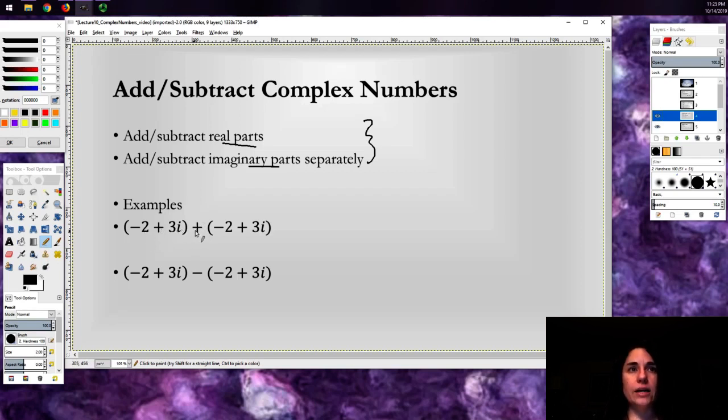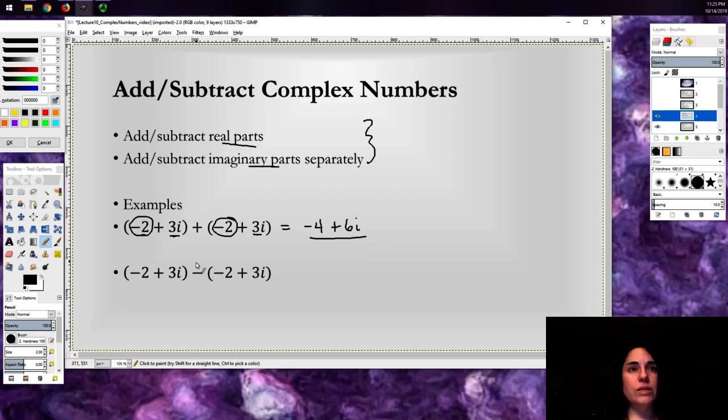I'm just going to add it to itself. So I'm going to take the two real parts, right? So here's a real part and here's a real part. Negative 2 plus negative 2 is negative 4. And then the imaginary parts, I'm going to have 3i plus 3i, which is plus 6i. And that's as simple as adding.